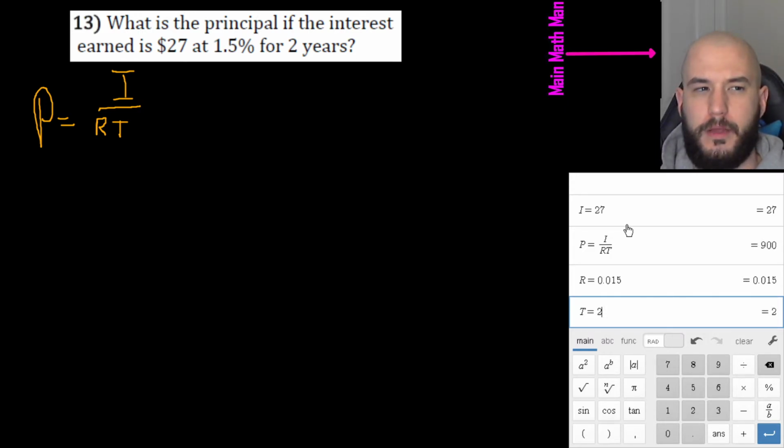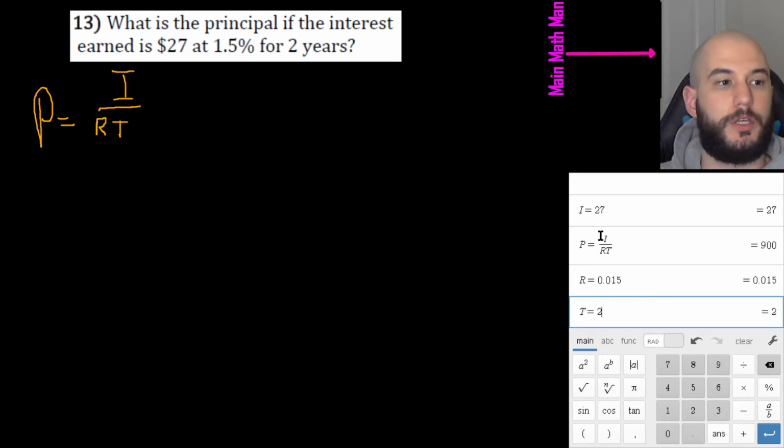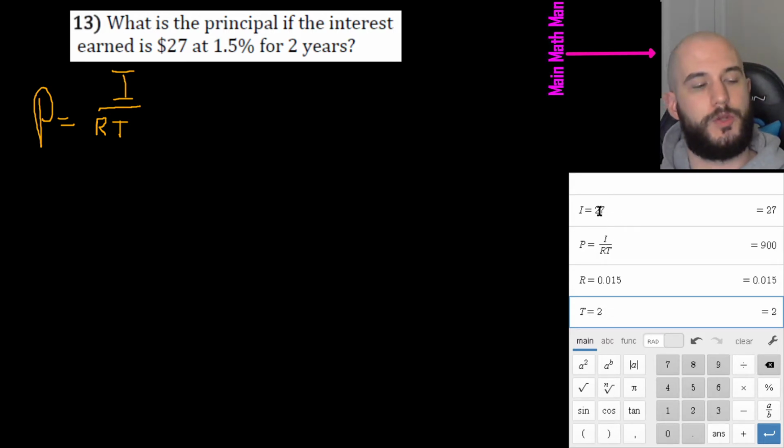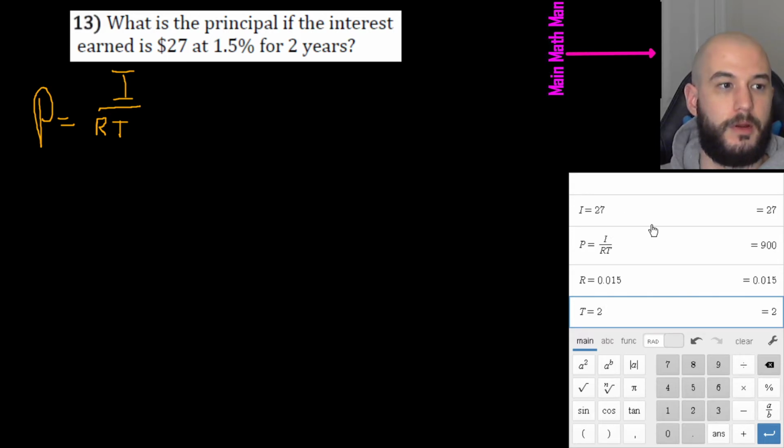And that makes sense too, because usually your interest is going to be a smaller number than your principal, not always, but usually.